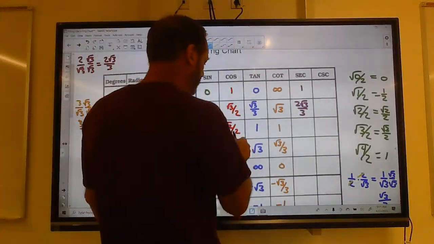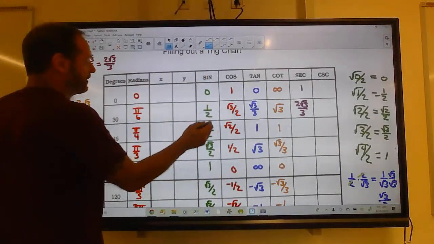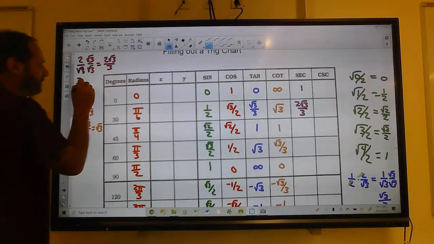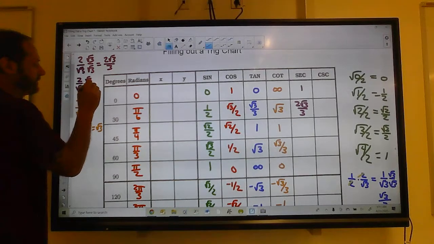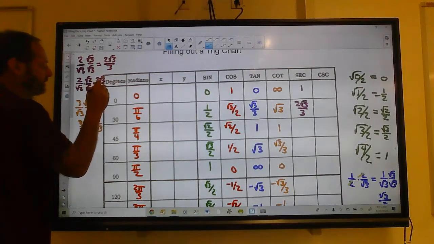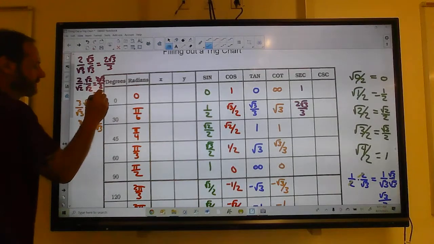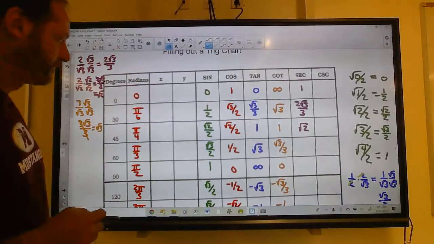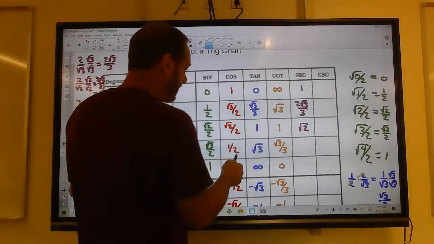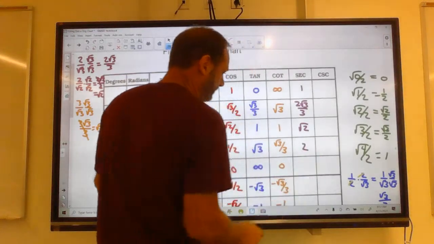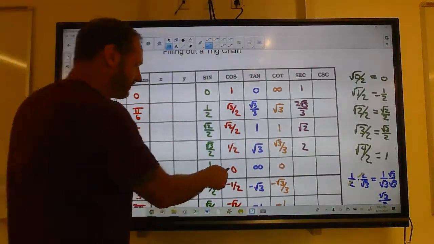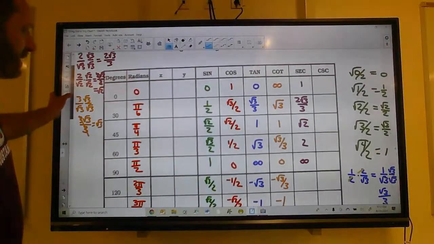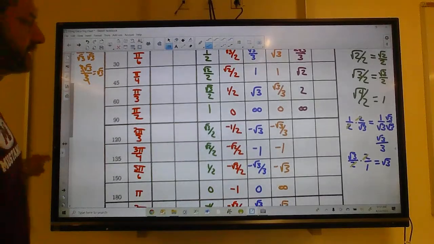And then I've got to flip over square root of 2 over 2. So that's going to be 2 over the square root of 2, which I'm going to rationalize by multiplying by square root of 2 over square root of 2. That's 2 square root of 2 over 2, which those cancel out, and I'm left with square root of 2. So that's going to go here. And then I flip over 1/2, that's going to be 2. And I flip over 0, and that's going to be undefined. And now I have my numbers for secant.